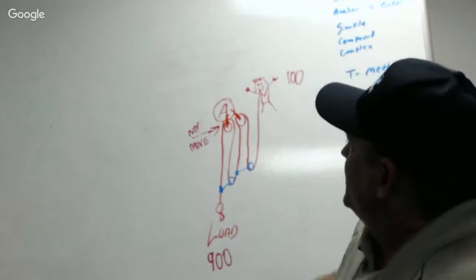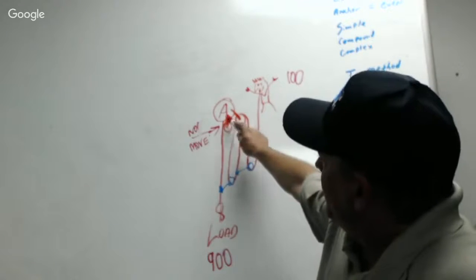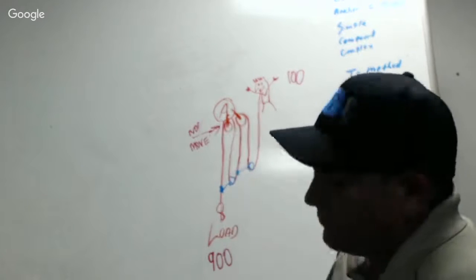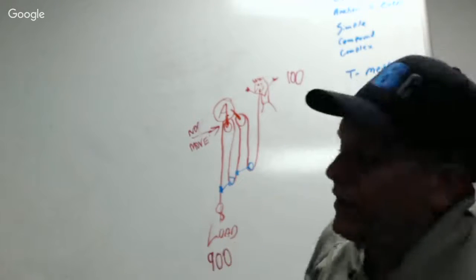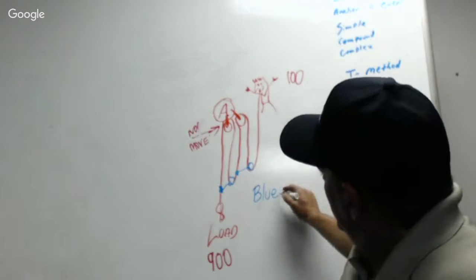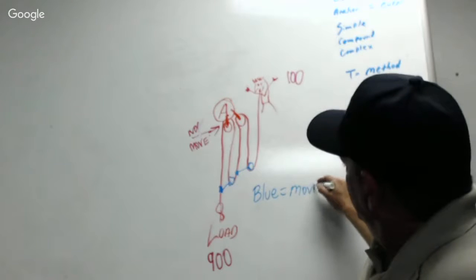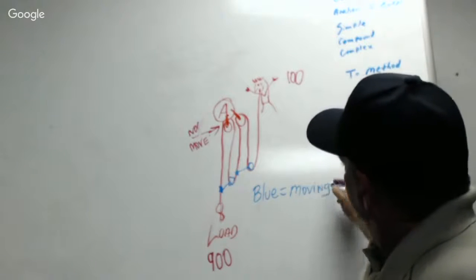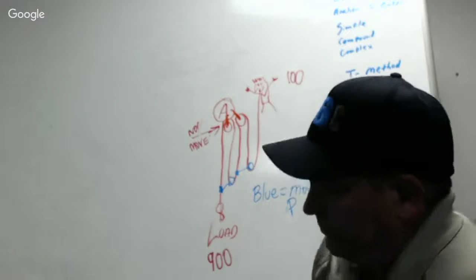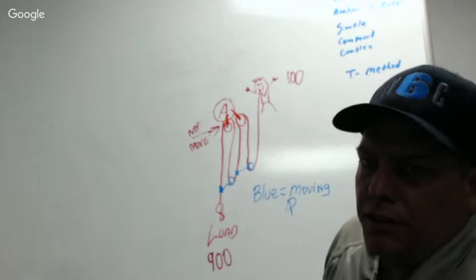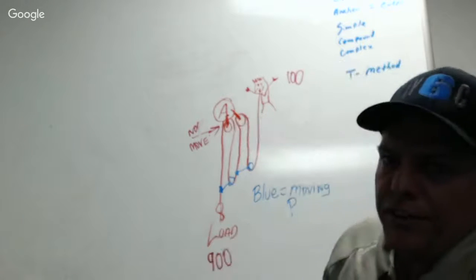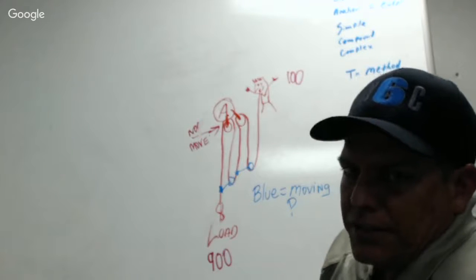These two are on an anchor, and these two are moving pulleys. So the blue equals moving pulleys. All right, I'll give you guys a couple more seconds here, and then we'll get started.